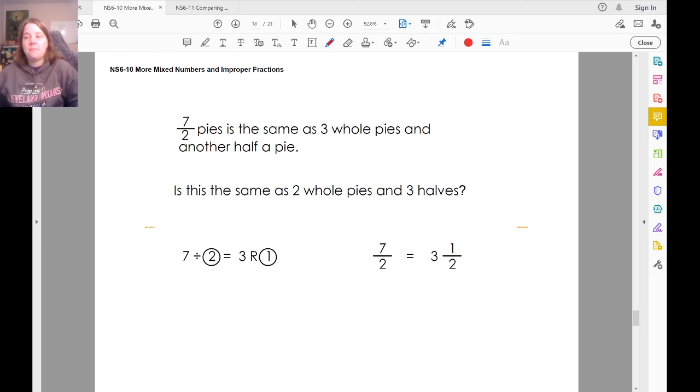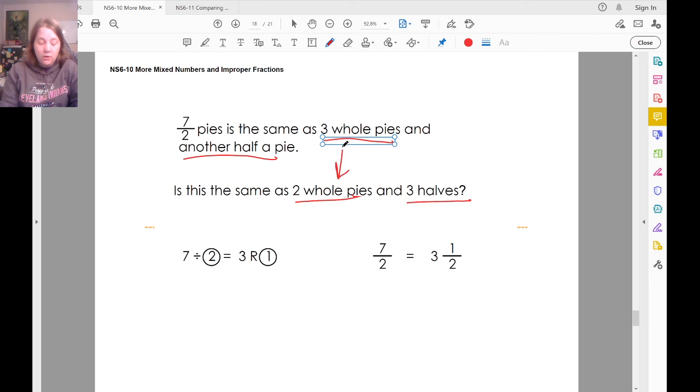7/2 of a pie is the same as 3 whole pies and another half pie. Is that the same as 2 whole pies and 3 halves? Let's think about this. 7/2 pies is the same as 3 whole pies and another 1/2. Is that the same as saying 2 whole pies and 3 halves? So we have 3 wholes and 2 wholes. Here we have 3 whole pies and 1/2 a pie. Here we have 2 whole pies and 3 halves.